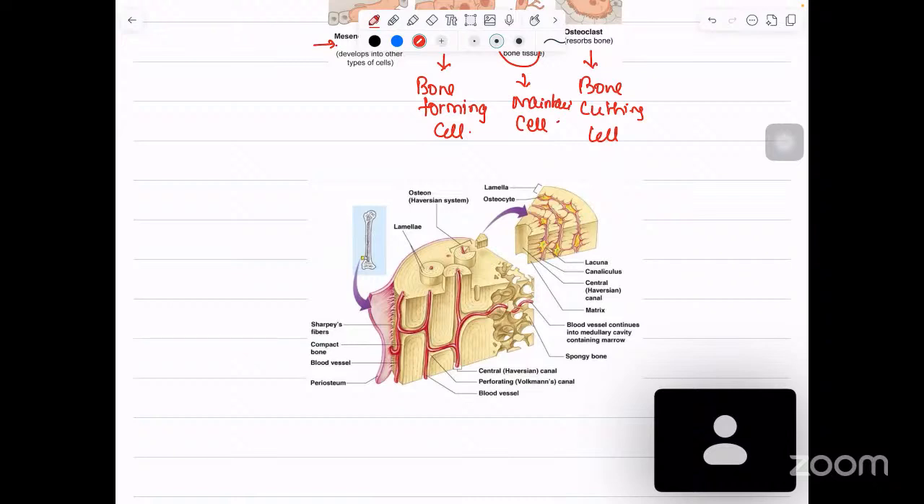There will be a canal running all the way from top to bottom. This canal is known as the Haversian canal. There will be multiple osteons in a bone, so there should be communication from one osteon to another. This canal is known as Volkmann's canal.